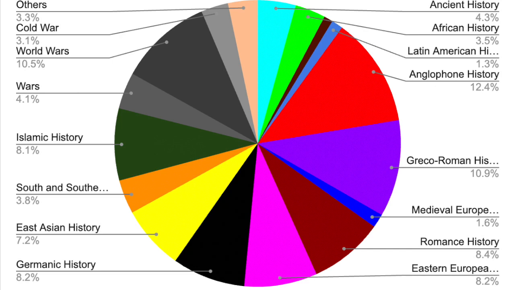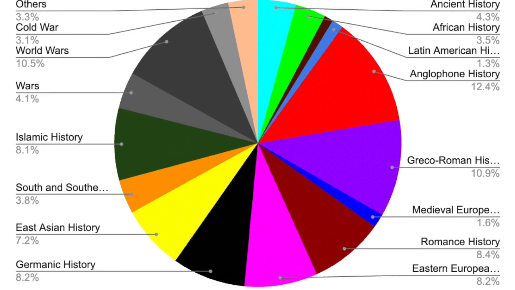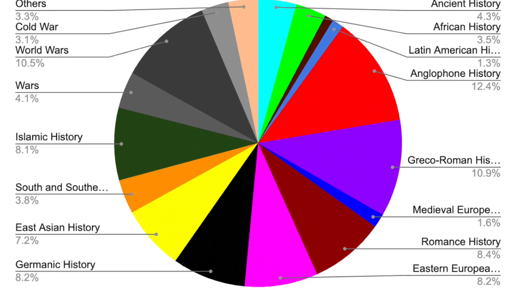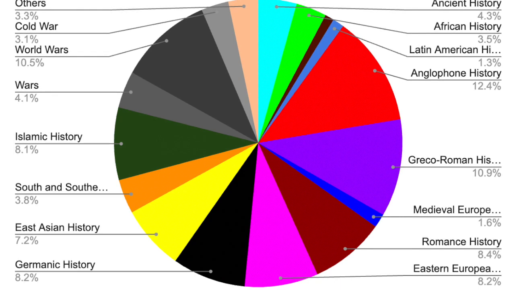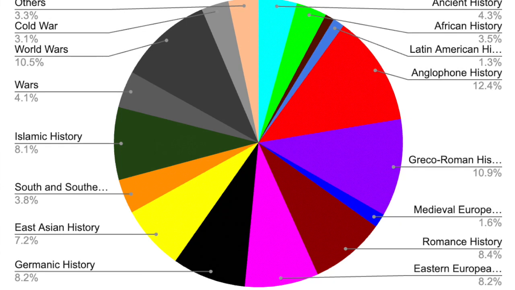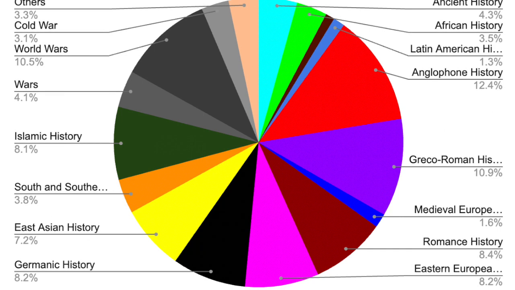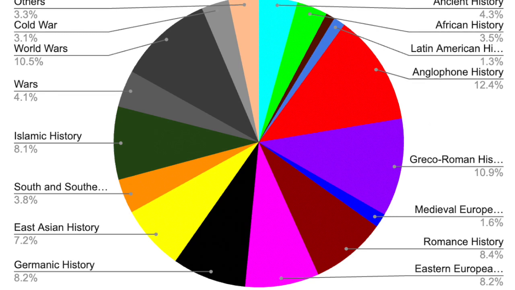Now, what's interesting at this point, though, is that Anglophone history, so combining, of course, all the Anglophone countries, which is basically the United Kingdom, the United States, that combined is 12.4%. So we see that Anglophone history is a very large and popular category in the history community. Now, of course, Anglophone history is just barely surpassing Greco-Roman history with almost 11%, 10.9%. And again, Greeks and Romans are always very popular things to cover. And again, we get the medieval European with 1.6%.